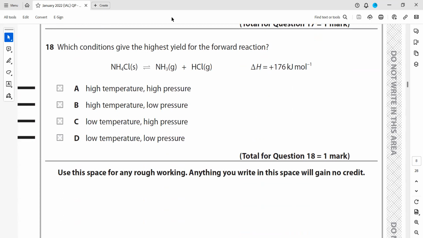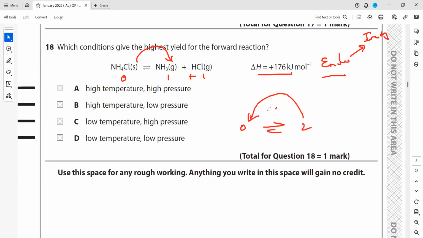Which condition gives the highest yield? We want to shift the equilibrium towards the right and the forward reaction is endothermic. So if we increase the temperature, the equilibrium will shift toward the right. For an endothermic reaction, we should increase temperature. And about the pressure, an increase in pressure shifts the equilibrium towards the side where the number of moles of gas is less. Here we have 0 moles on one side, and 1 and 1, 2 moles on the other. So if we increase the pressure, equilibrium will shift toward the left.